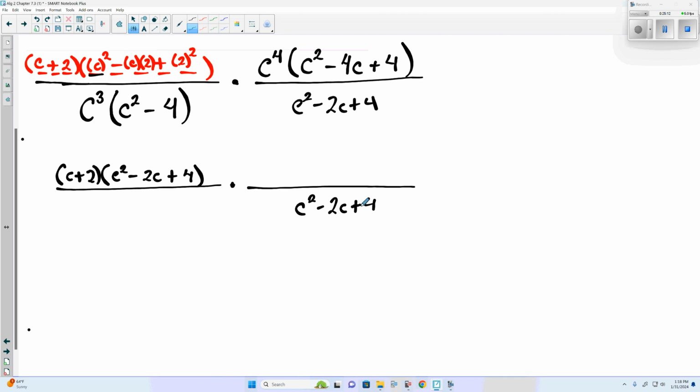Whatever the factors of c squared minus 2c plus 4 are, they'll still factor with c squared minus 2c plus 4. It actually also works out that c squared minus 2c plus 4 does not factor, because the quadratic, this part of the sum or difference of perfect cubes, is not factorable. Now we do have our other two parts.